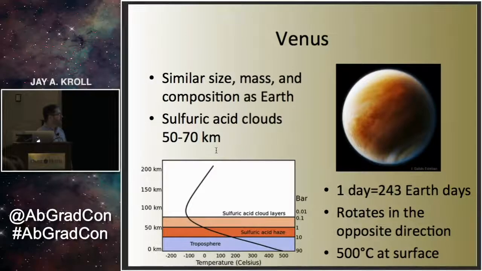It also has an incredibly slow day. So it takes about 243 Earth days for Venus to turn once on its axis, and it also rotates in the opposite direction of all of the other planets. This is likely because of some massive cataclysmic collision earlier in its history. It also is incredibly hot. At its surface, about 500 degrees Celsius.